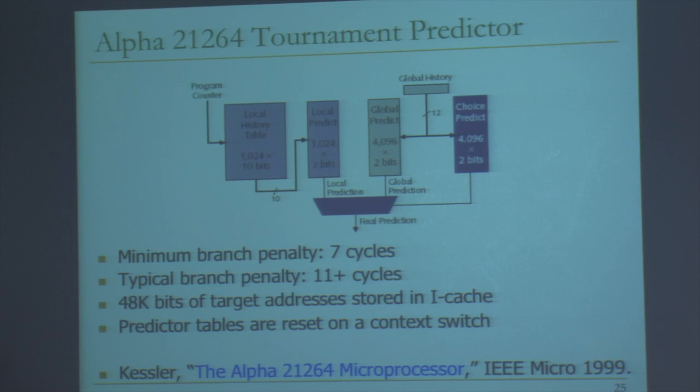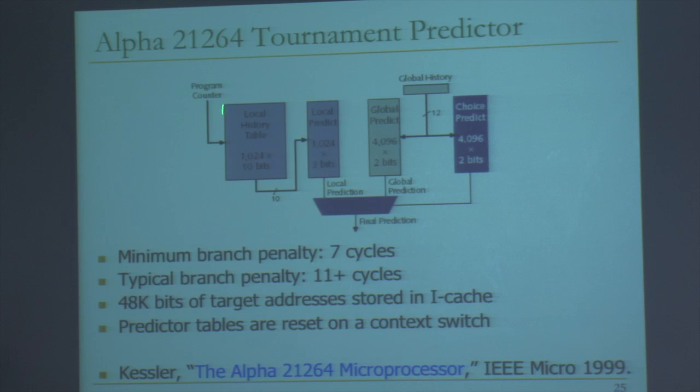Basically, what they did was, let's start with the global predictor over here. They had a global predictor with 12 bits of history. That's a lot of branches, right? And that's the global history register, and that's the pattern history table, 2-bit counters, 4,096 of them. That gave a global prediction.